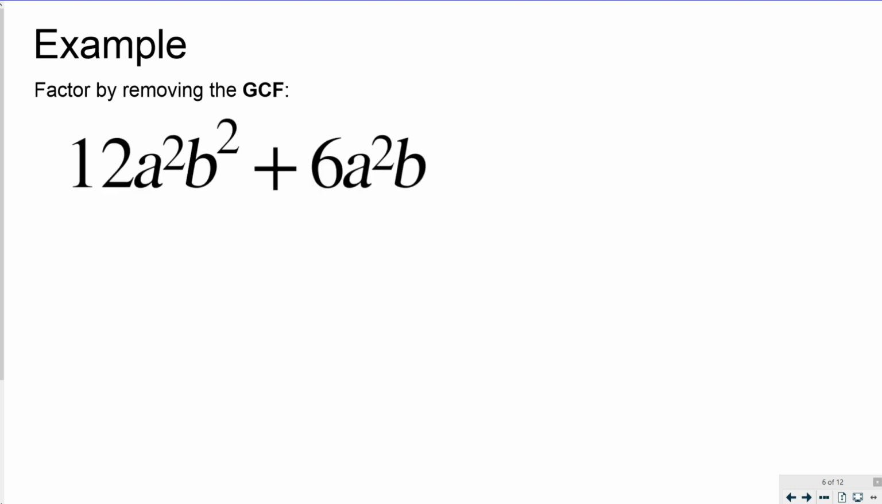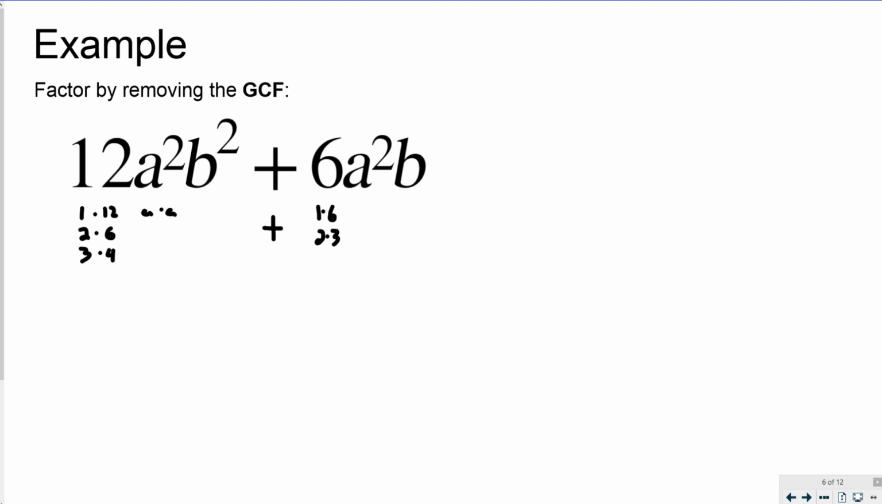So here I have a complex multivariable polynomial where I have multiple variables happening at the same time. In order to remove the GCF, I'm going to have to find the greatest common factor of the numbers and how many of each variable each term has. So 12 can be broken down into 1 times 12, 2 times 6, 3 times 4, and 6 can be broken down into 1 times 6 and 2 times 3.